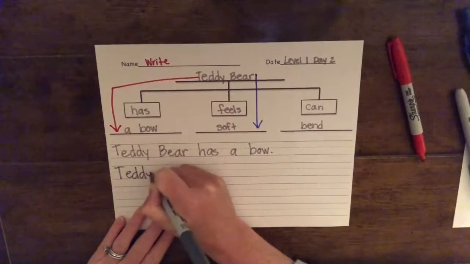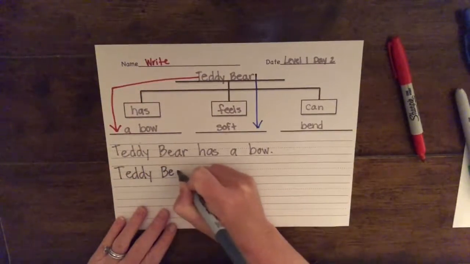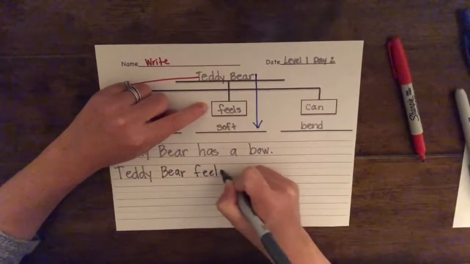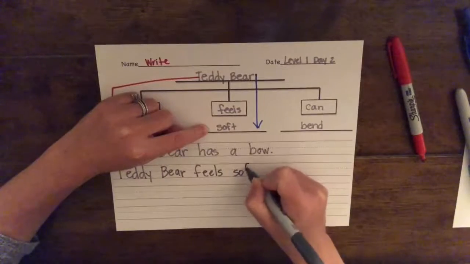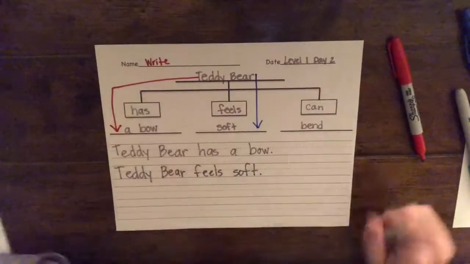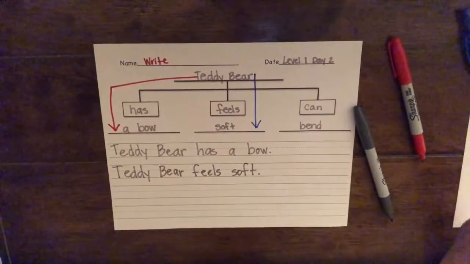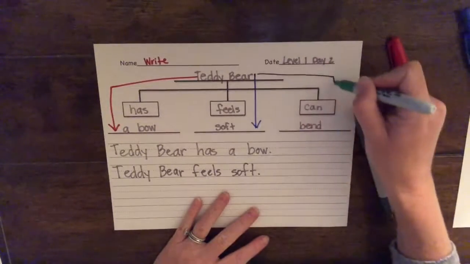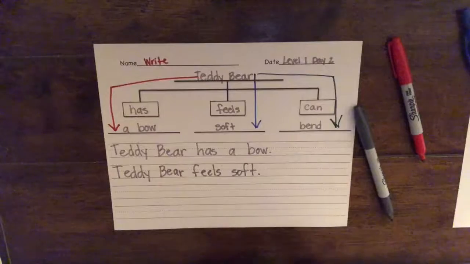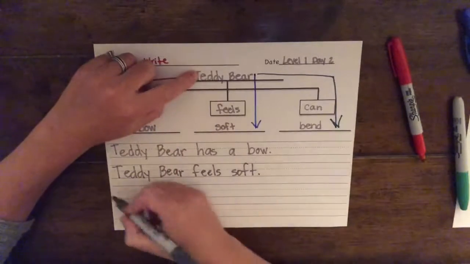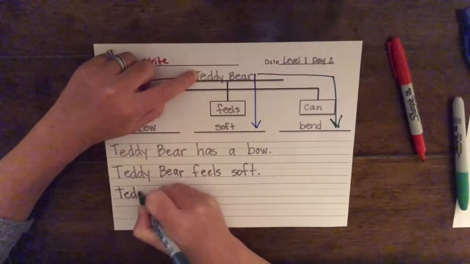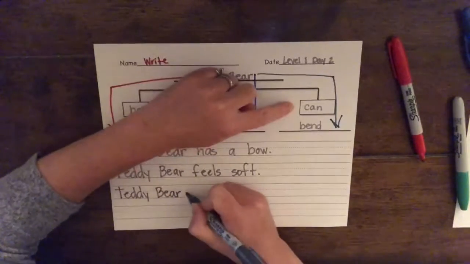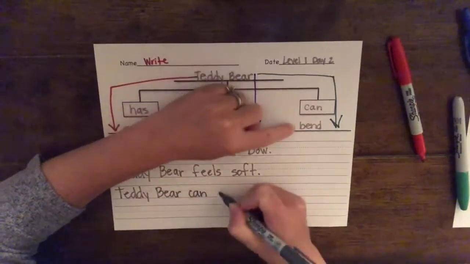Teddy bear feels soft. All right, and then ask your learner, okay, what's our third sentence going to be? And hopefully they'll touch it and show you and say, teddy bear can bend. And maybe you need to draw this arrow for them. All right, teddy bear can bend.